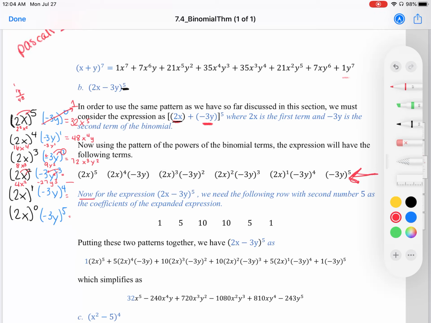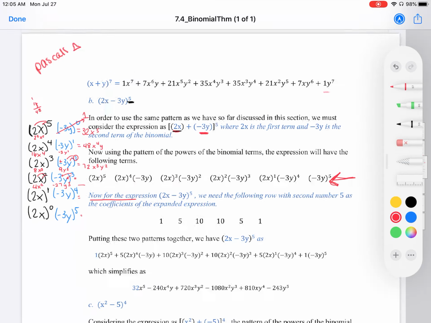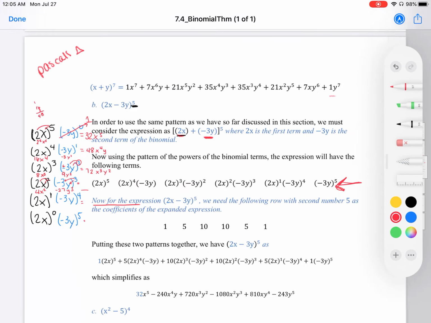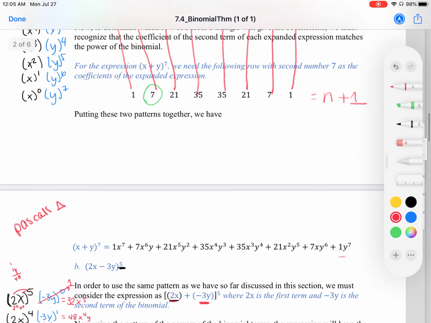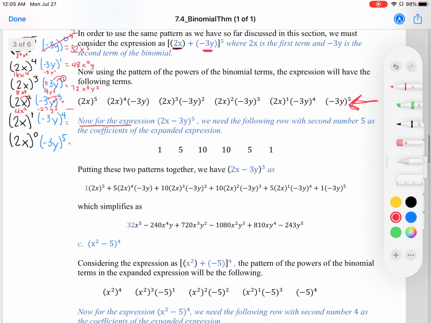All right, now for the expression, we need to find the row that corresponds to this problem from Pascal's triangle. Again, your cheat way is looking at your second number. Our exponent is raised to the fifth power. Let's choose this row that has a 5. So that's 1, 5, 10, 10, 5, 1.